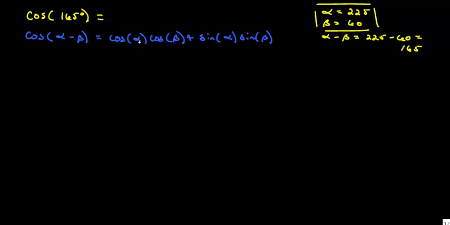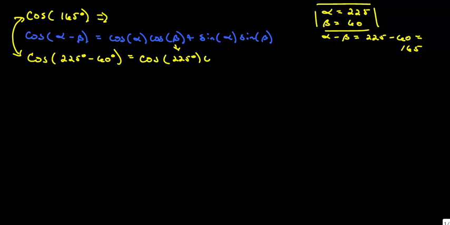So what we'll do is plug those in there. This is going to be the cosine of 225 minus 60. This is equivalent to this, so these are interchangeable. And we know that this is going to be given by this formula here. So this will be the cosine of the first times the cosine of the second plus the sine of the first times the sine of the second. Just like that.